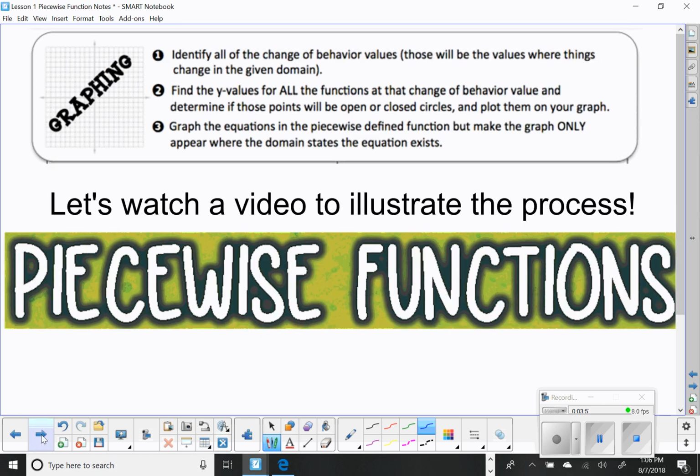Alrighty. Graphing. Now to graph, you're going to identify all the change of behavior values. Those will be the values where things change in the given domain. Find the y values for all the functions at that change of behavior and determine if those points will be open or closed circles, and then plot them on your graph.